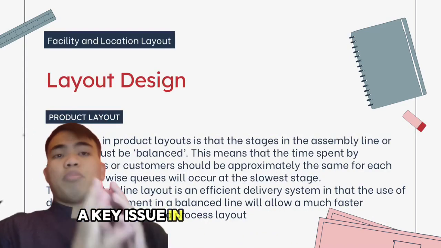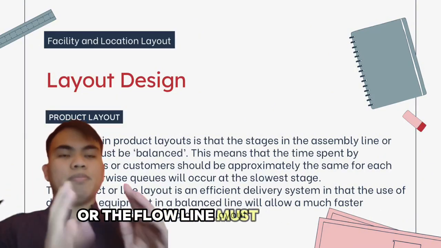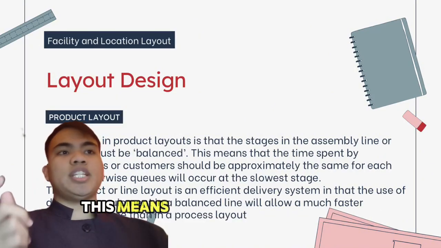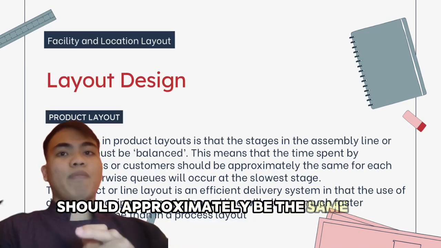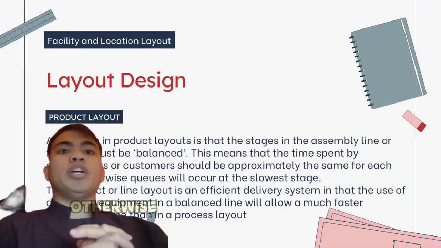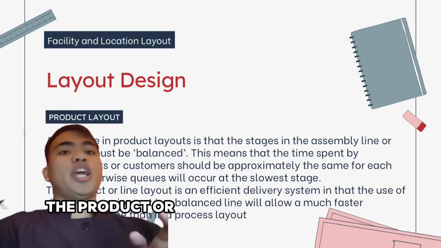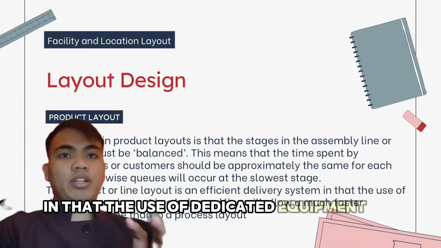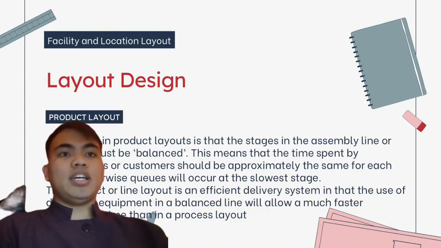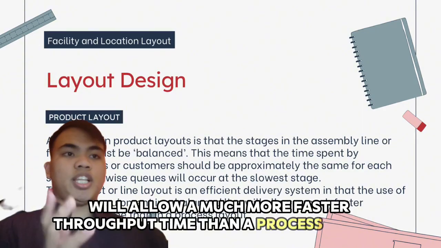A key issue in product layouts is that the stages in the assembly line or the flow line must be balanced. This means that the time spent by components or customers should be approximately the same for each stage. Otherwise, queues will occur at the slowest stage. The product or line layout is an efficient delivery system in that the use of dedicated equipment in a balanced line will allow a much faster throughput time than a process layout.